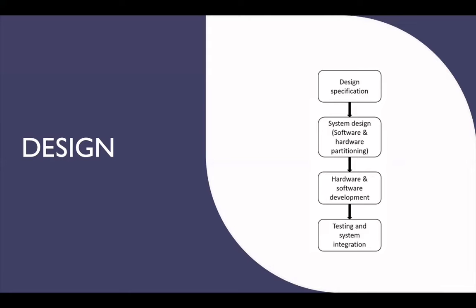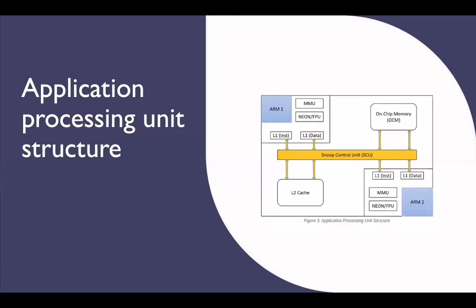Next, the hardware and software development and testing should be done. Regarding the PL, the task is to identify the required function blocks to achieve the design characteristics and also assemble them as IPs and make the appropriate connections between them. The APU contains two ARM Cortex A9 processor units, each of which generally includes a NEON unit, floating point unit, memory management unit, and L1 caches. In addition, the APU also consists of snoop control and L2 caches. Figure 3 shows the structure of the APU.